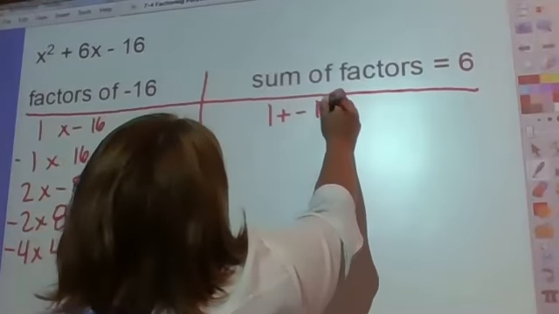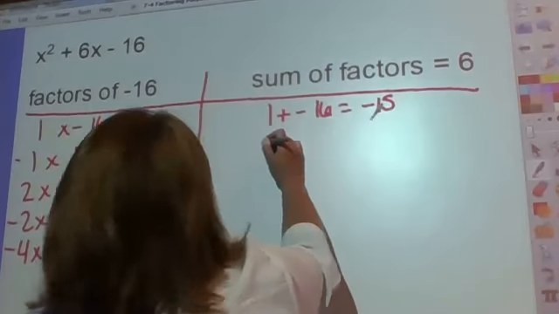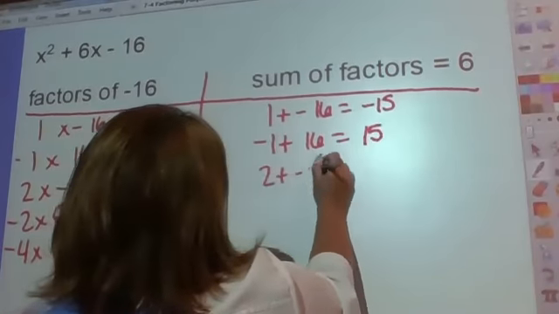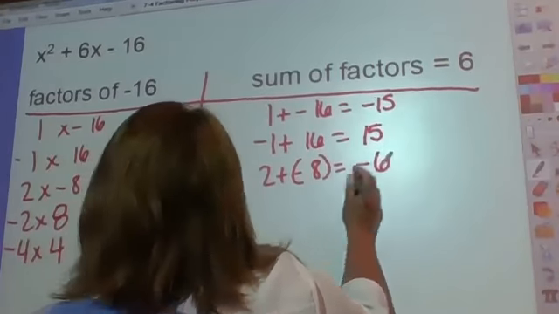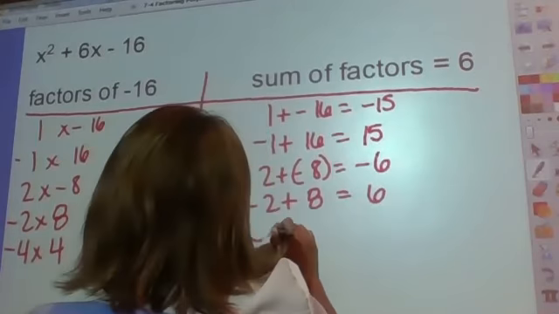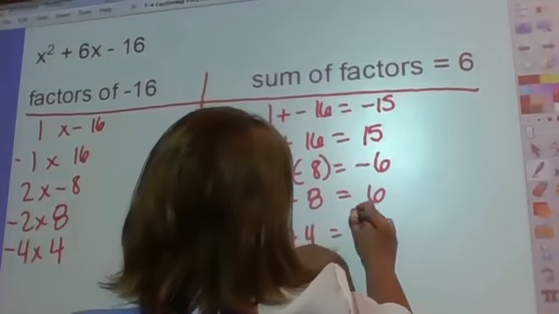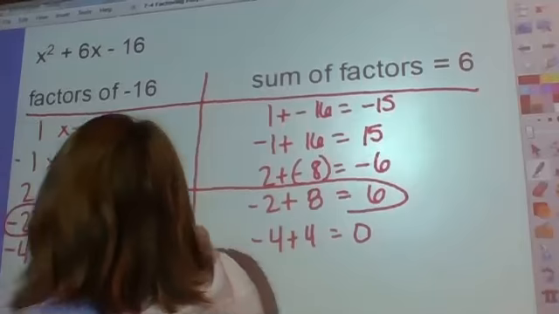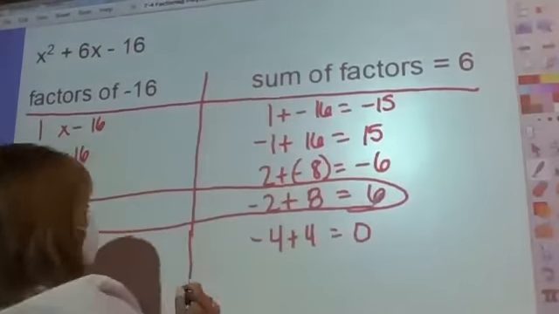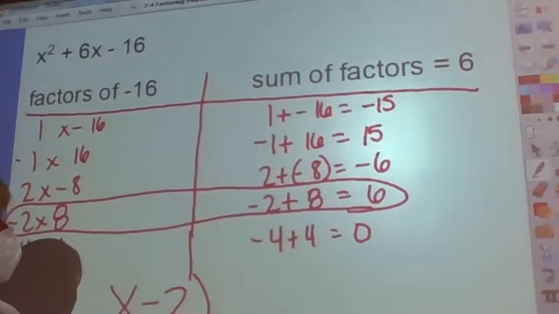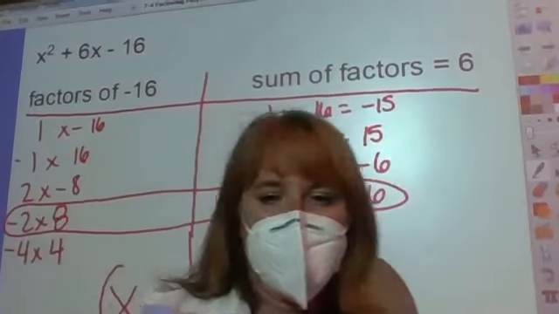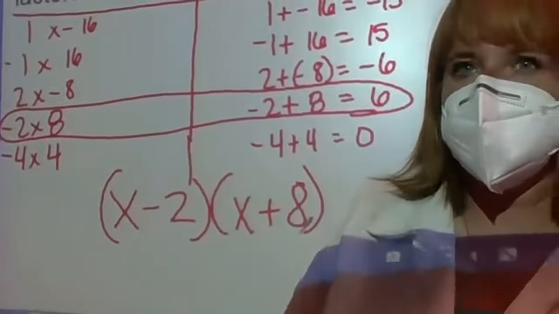So 1 plus negative 16 is negative 15. Negative 1 plus 16 is positive 15. 2 plus negative 8 is negative 6. Negative 2 plus positive 8 is positive 6. And then negative 4 plus 4 is 0. So my winner, winner, chicken dinner is right here. That fits both situations. So it would be x minus 2 times x plus 8. All right, got it? Okay.